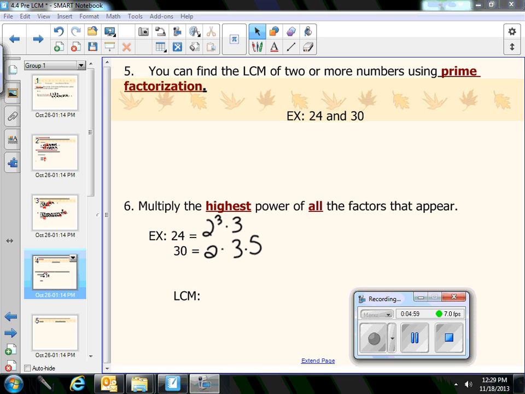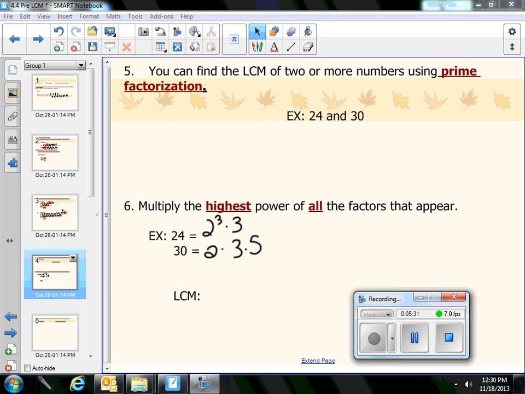We now have the prime factorization for 24, which is 2 cubed times 3, and the prime factorization for 30, which is 2 times 3 times 5. Now, in number 6, it says you multiply the highest power of all factors that appear. So, in order to find the least common multiple, you take each factor in the prime factorization to the highest power and multiply them.